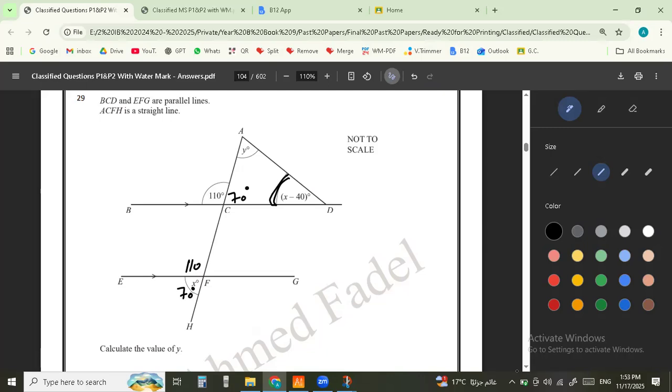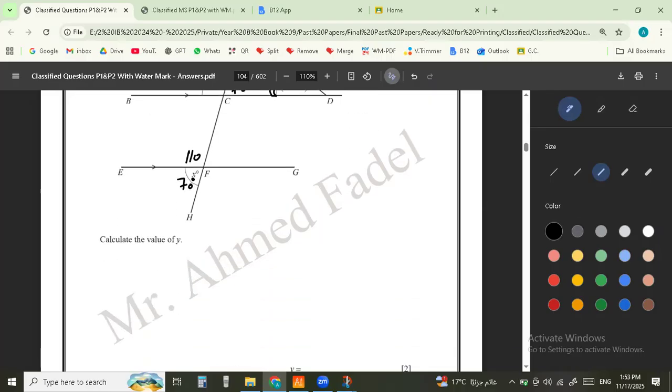X is 70. Okay. So what is this? 70 minus 40, so it's 30 degrees. 30 and 70 is 100. So Y is what? 80. 180 minus 70 and 30. 70 and 30 is 100. Minus it from 180, it gives you 80 degrees. So Y is 80 degrees.